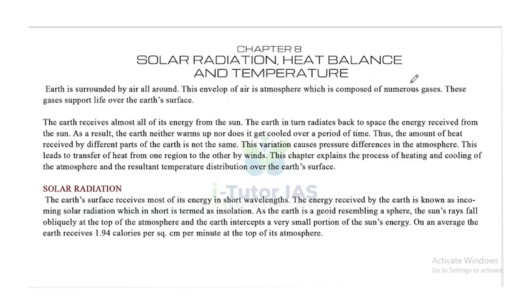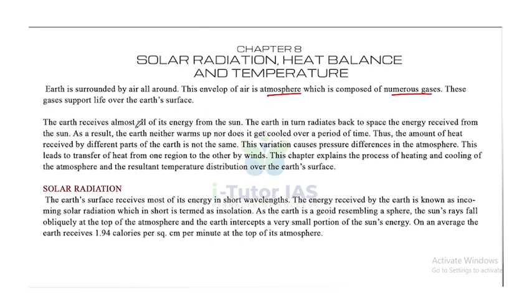Today, we are going to discuss Class 11 Geography NCERT, Fundamentals of Physical Geography, Chapter 8, Solar Radiation, Heat Balance and Temperature. Earth is surrounded by air all around. This envelope of air is atmosphere, which is composed of numerous gases. In the previous chapter, we discussed the atmosphere and the gases. These gases support life over the Earth's surface.